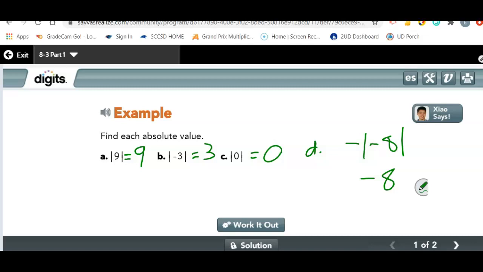All right, how do you solve them? You work inside out. The absolute value of -8 is what? Kaden: 8. What is the opposite of 8? Maddie: -8.